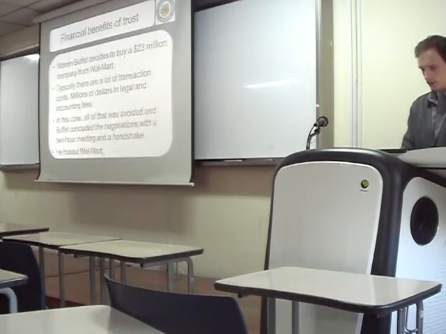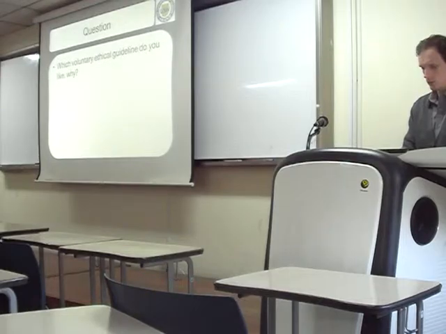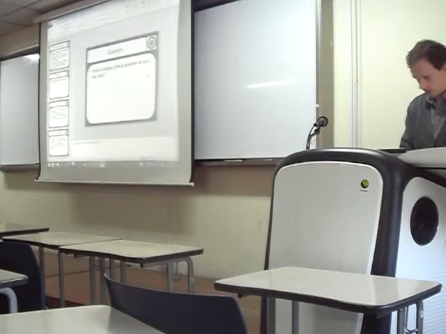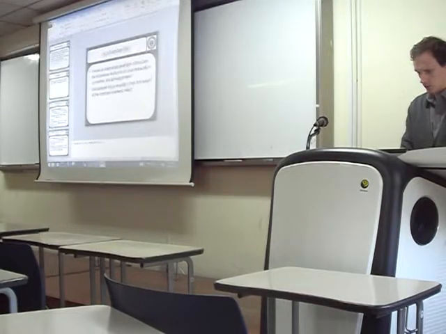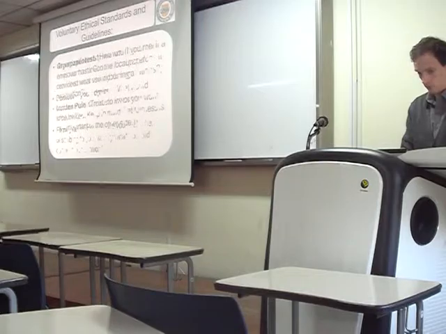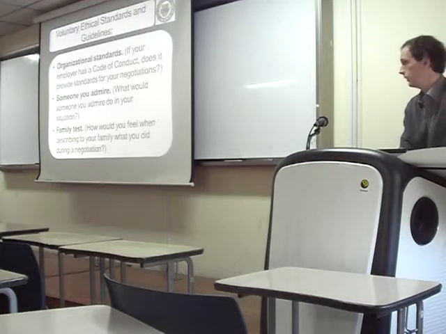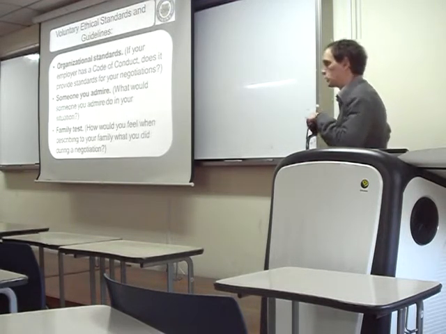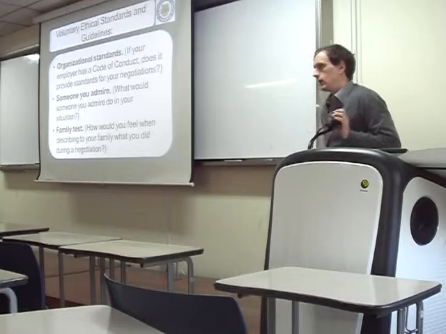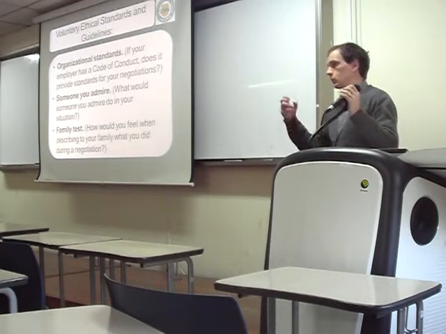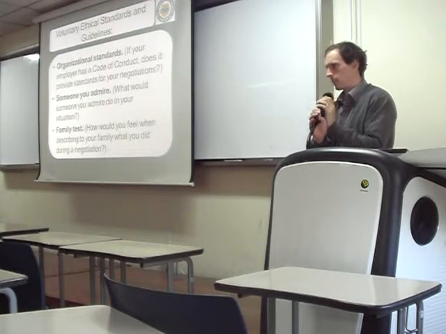So then, finally, let's just discuss this question. Which voluntary ethical guideline do you like and why? Or which one would you use? So we had five. We had these three. We had the golden rule and the newspaper test. So can you remember golden rule and newspaper test? And we put these three up here. So discuss with your partner. Which standard do you like? Or which one would you use and why?